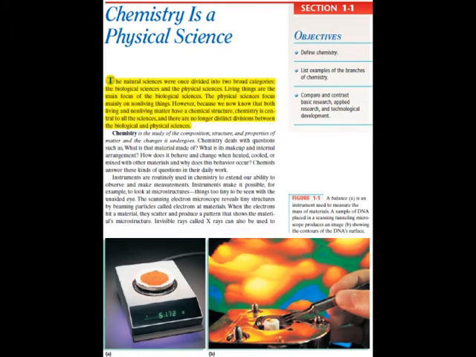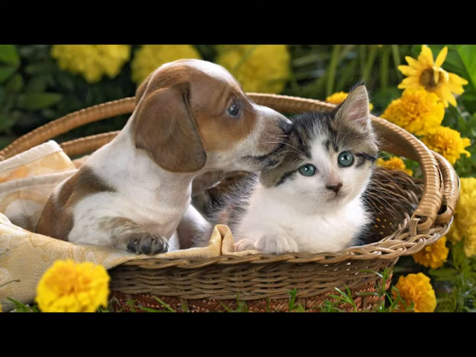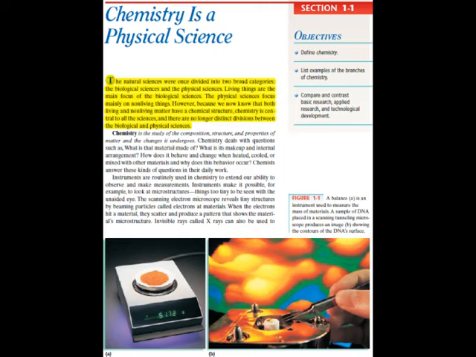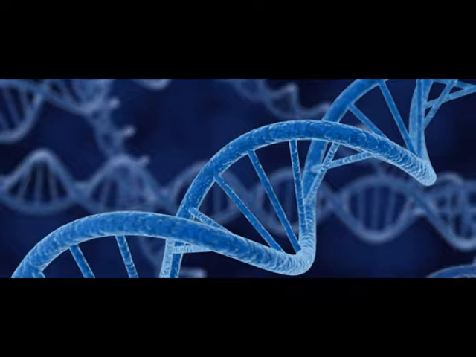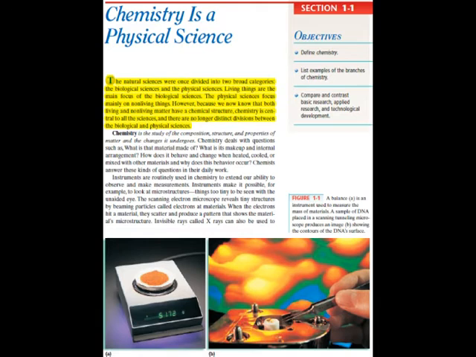The natural sciences were once divided into 2 broad categories, the biological sciences and the physical sciences. Living things are the main focus of the biological sciences, and the physical sciences focus mainly on non-living things. However, because we now know that both living and non-living matter have a chemical structure, chemistry is central to all of the sciences, and there are no longer distinct divisions between biological and physical science.